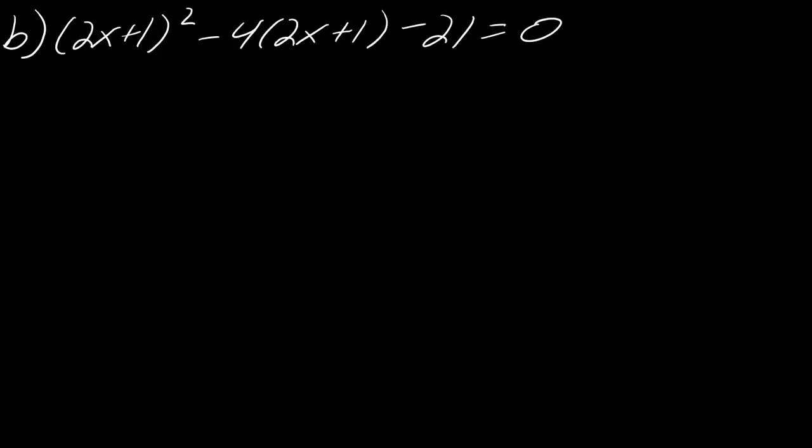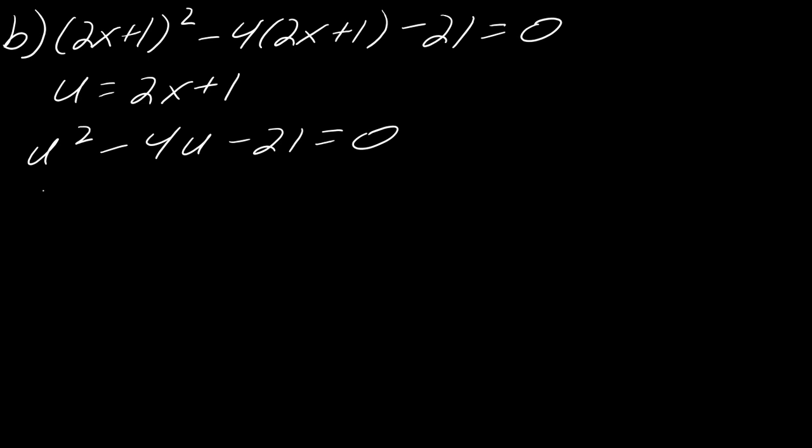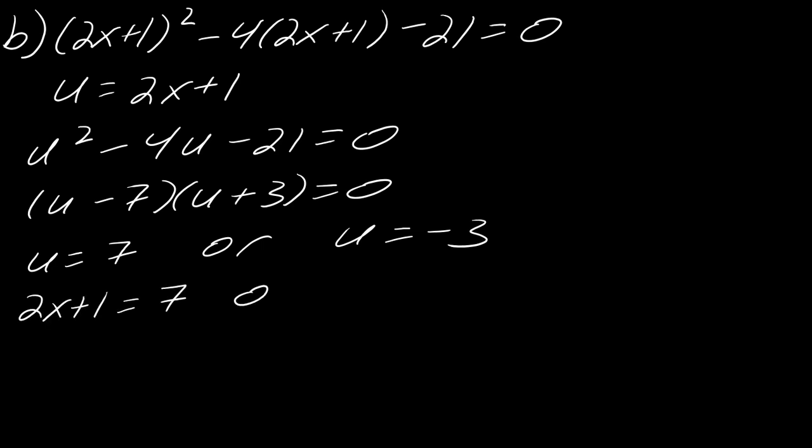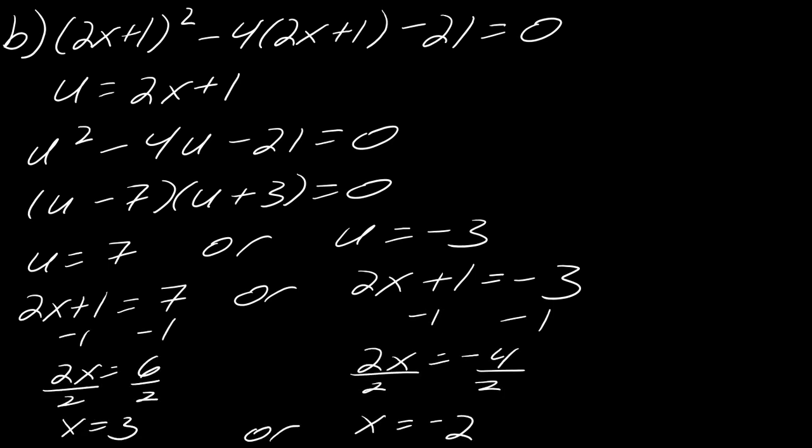Okay, so for this first one, my u in this case is going to equal 2x plus 1, so let me make those replacements. I get u squared minus 4u minus 21 equals 0. Now if I factor this, I get u minus 7 times u plus 3 equals 0. So then my u equals 7 or my u equals negative 3. Now if I replace my u with 2x plus 1, I get either 2x plus 1 equals 7 or 2x plus 1 equals negative 3, and now I can solve as usual. So I'll go ahead and show you the rest of this. So in the end, I get x equals 3 or x equals negative 2.